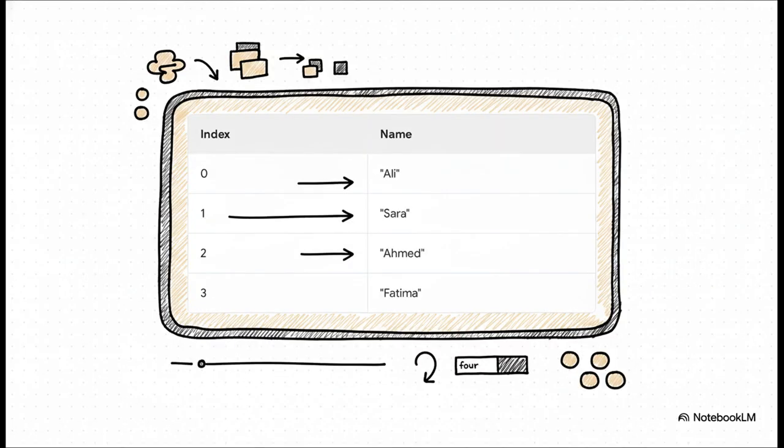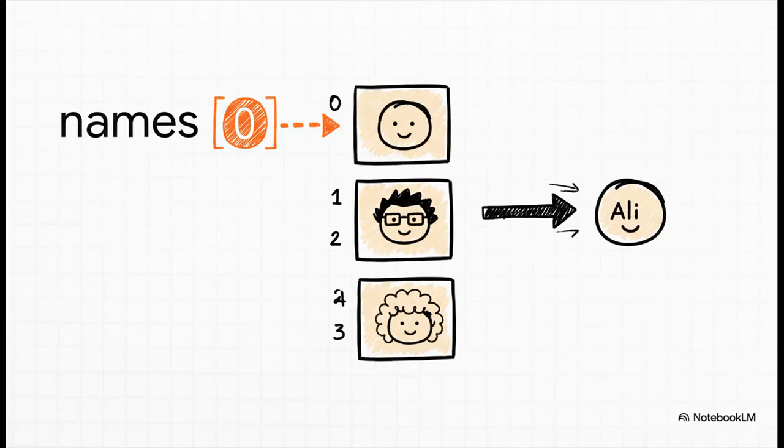So looking at our list, this is how it works out. Ali is sitting at index 0. Sarah is at index 1. Ahmed is at 2. And Fatima is at index 3. You see? Even though there are 4 people in the list, the addresses, the indexes, only go from 0 up to 3.